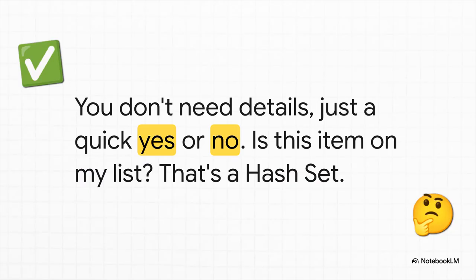So yeah, the perfect analogy for a hash set is a simple checklist. Imagine you're collecting trading cards. Before you make a trade, you just glance at your checklist to see if you already have that card. You don't care about its stats or its picture, you just need a quick yes or no. That's the simple, beautiful power of a hash set.